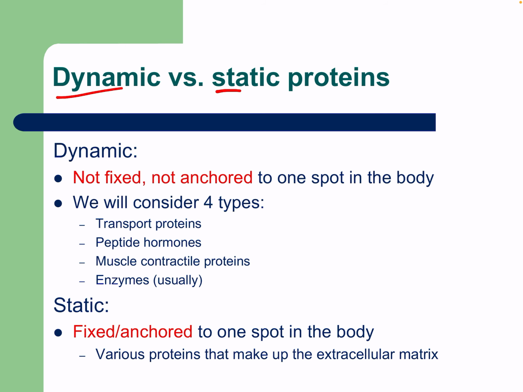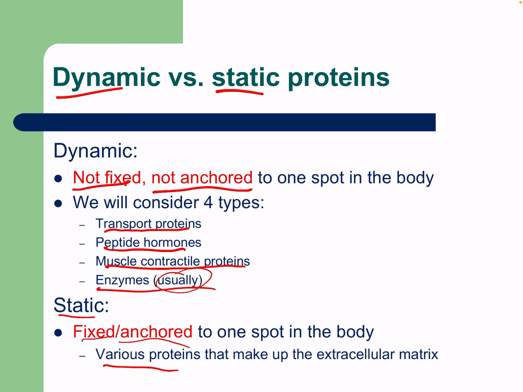Now dynamic versus static. Dynamic proteins are not fixed or anchored to one spot in the body. These are just some examples, not all of them: transport proteins, peptide hormones, muscle contractile proteins like actin and myosin, and many enzymes, usually. The static proteins are fixed or anchored to one spot in the body. These include various proteins that make up the extracellular matrix. So we have our cell, and they're just on there doing their thing as a receptor or something like that.